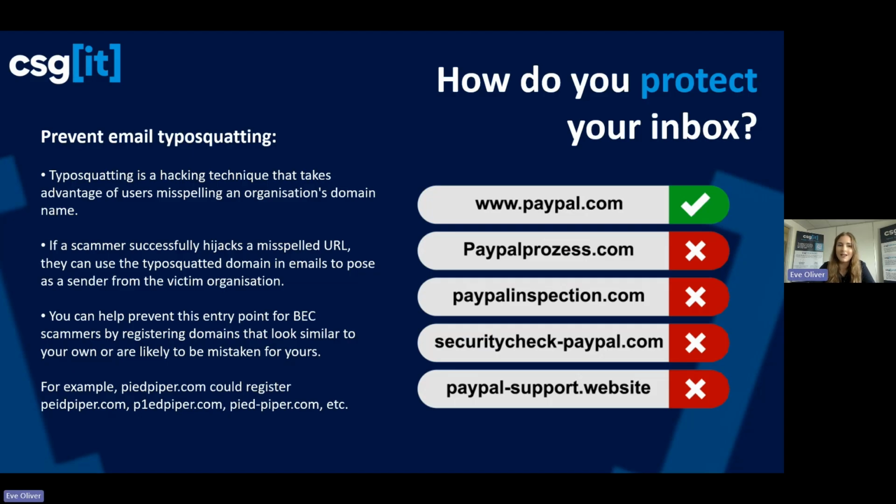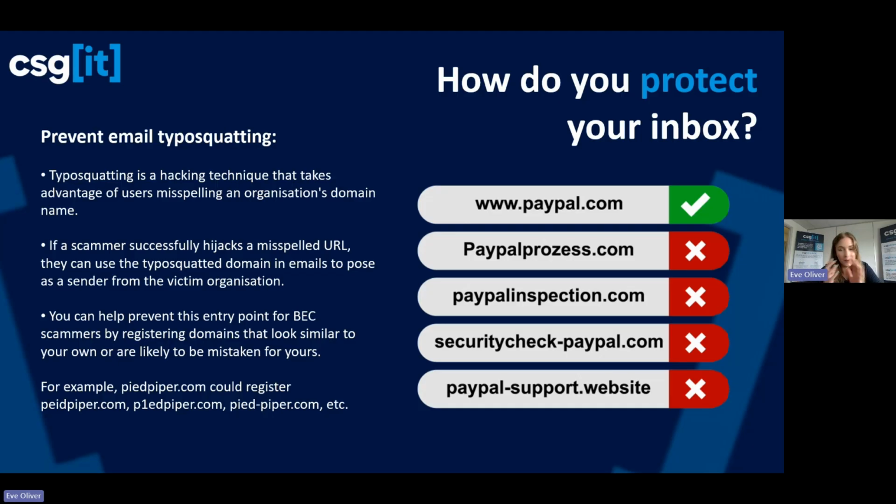So another tip today on how to protect your inbox: preventing email typosquatting. This is a hacking technique that takes advantage of users misspelling an organization's domain name, which sounds quite simple and is obviously going to happen a lot, isn't it? Quickly typing away. So if a scammer successfully hijacks a misspelled domain, they can then use the typosquatted domain in emails as a sender from the victim's organization, making it more believable that it's coming from that organization.